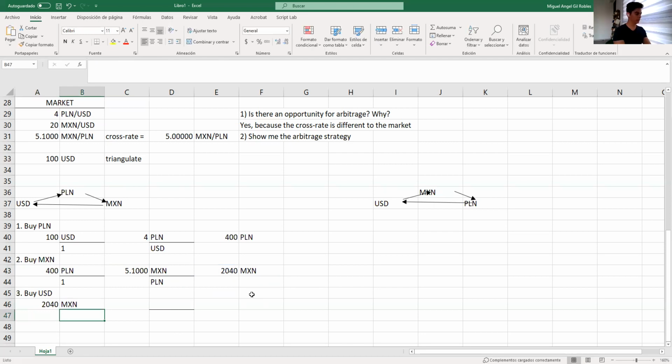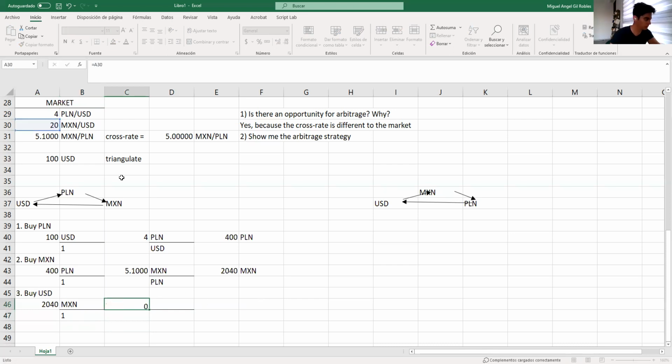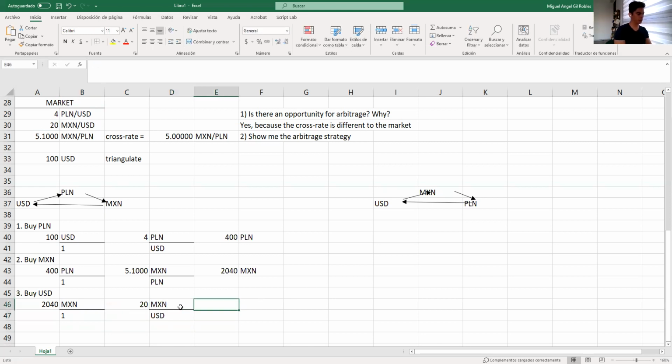Then step 3 is to go back to dollars, buy dollars, and in this case we start with 2,040 pesos. And then we write the exchange rate for pesos over dollar, right? That's the one that we have in here, pesos over dollar. And divide or multiply, we need to divide. And this is dollars. So as you can see, we finish with more dollars. So in the end, you only need to calculate the difference, this minus this. So this is the initial investment.